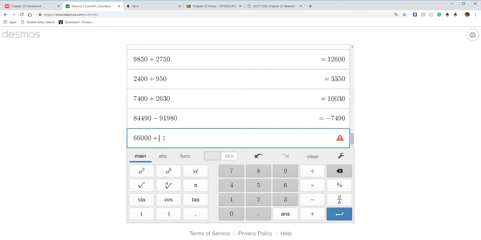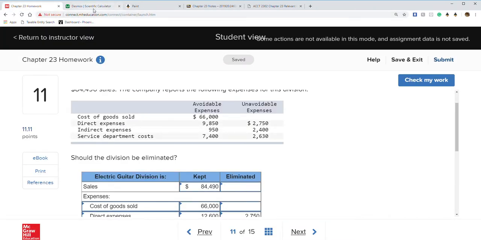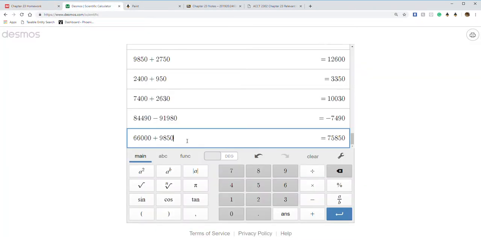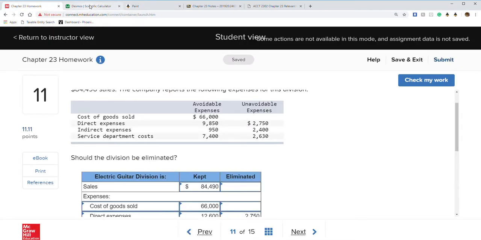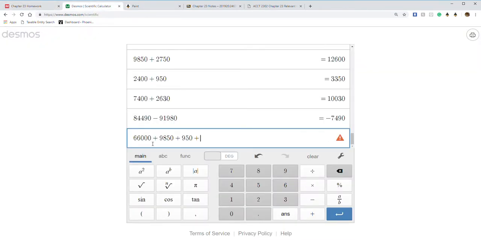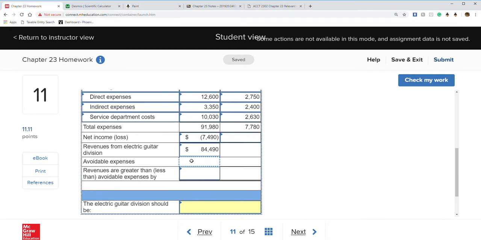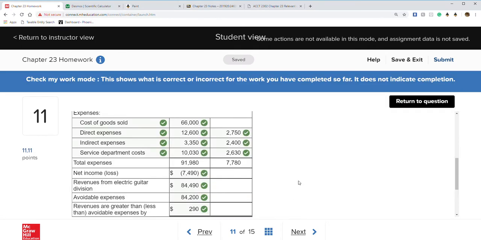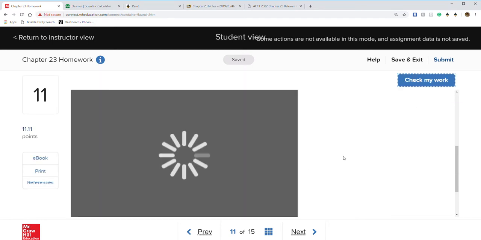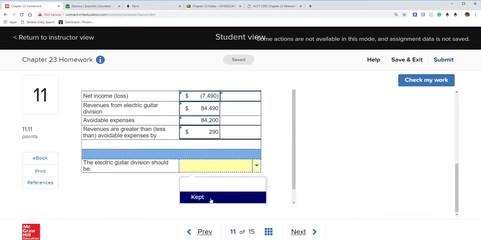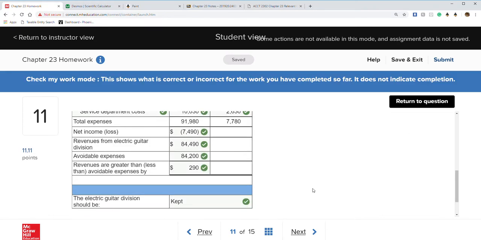So again, sometimes with Connect, you're trying to figure out what Connect wants. And sometimes it's good, sometimes it does it in a strange way than we're used to. So we have to actually go through it just a little bit different. And this is how this question 11 is. And basically it's greater than by 290. At least that was an easy one to actually do the math. Let's go ahead and check. Everything is okay, that's how they like it. And because it's a positive, we should keep.